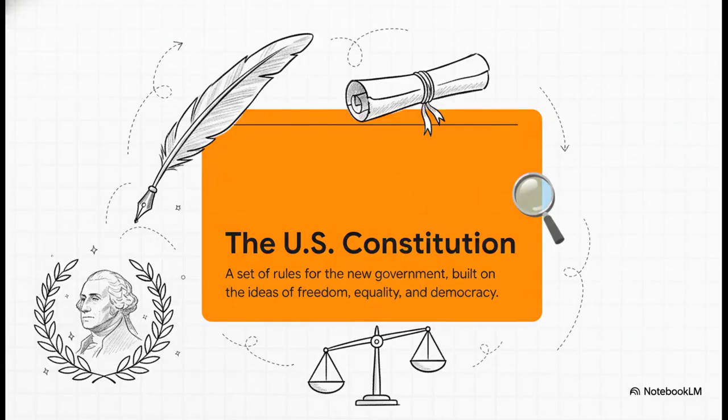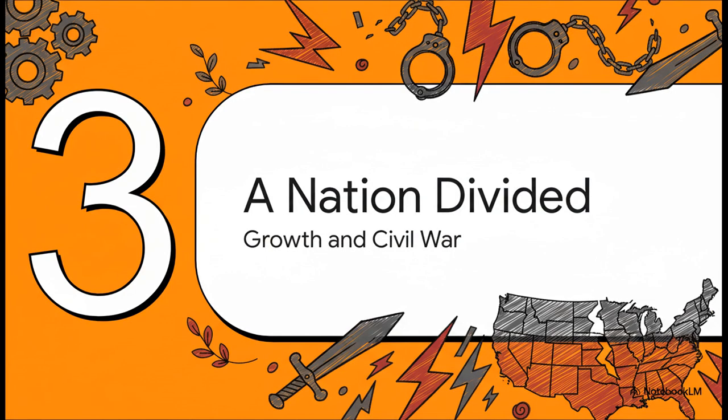So, you've won the war, now what? The new country needed a rule book, and that rule book was the U.S. Constitution. This was a really groundbreaking document that laid out the plans for a government built on these new ideas of freedom and democracy, with George Washington stepping in as the very first president. But the story was far from a simple happily ever after.